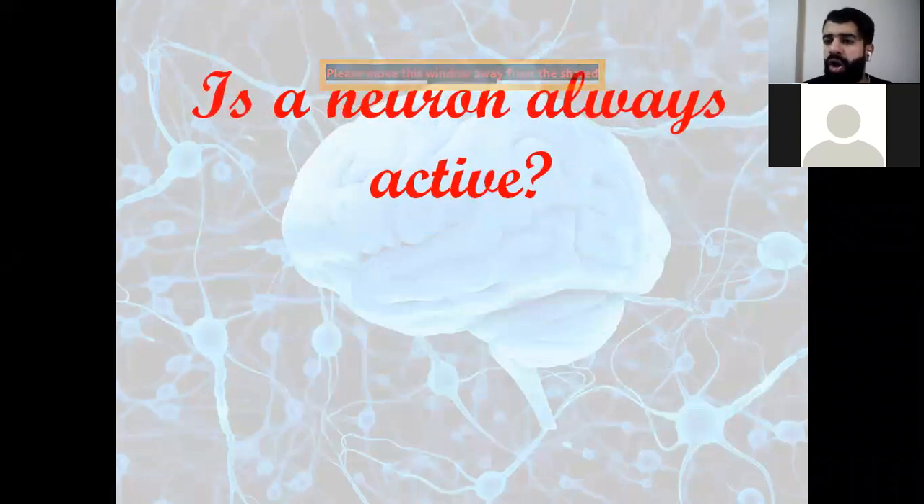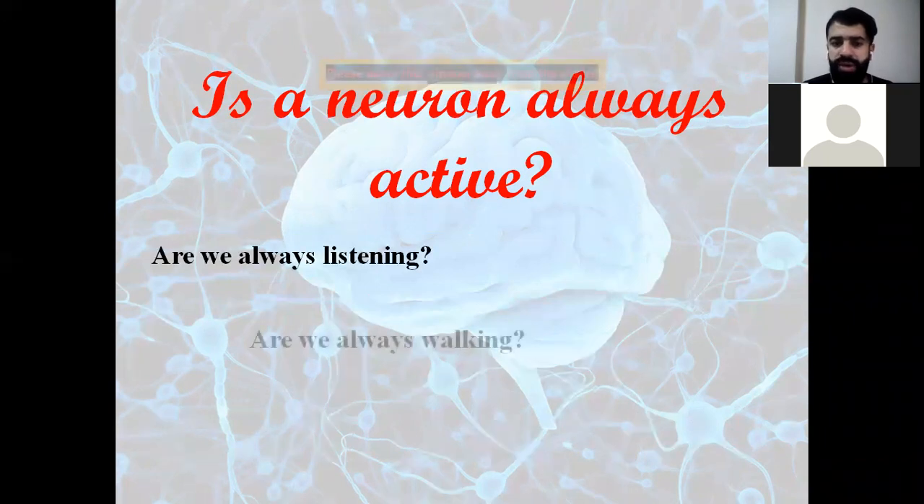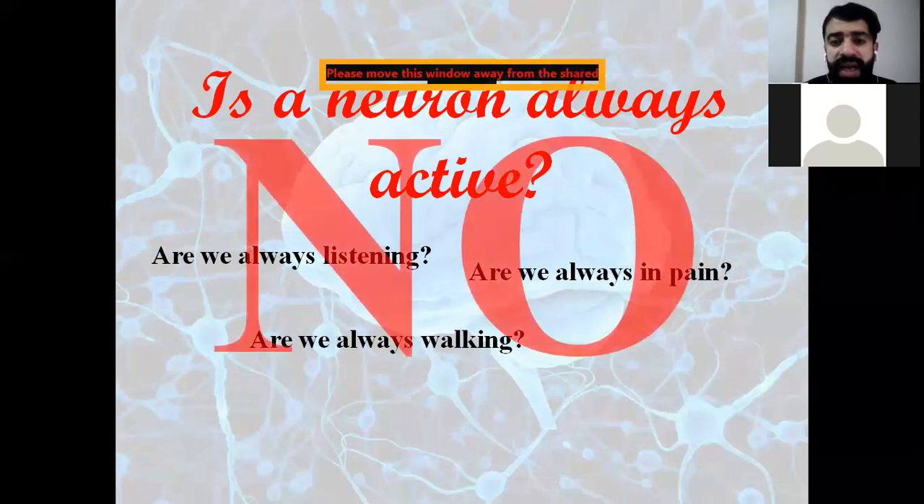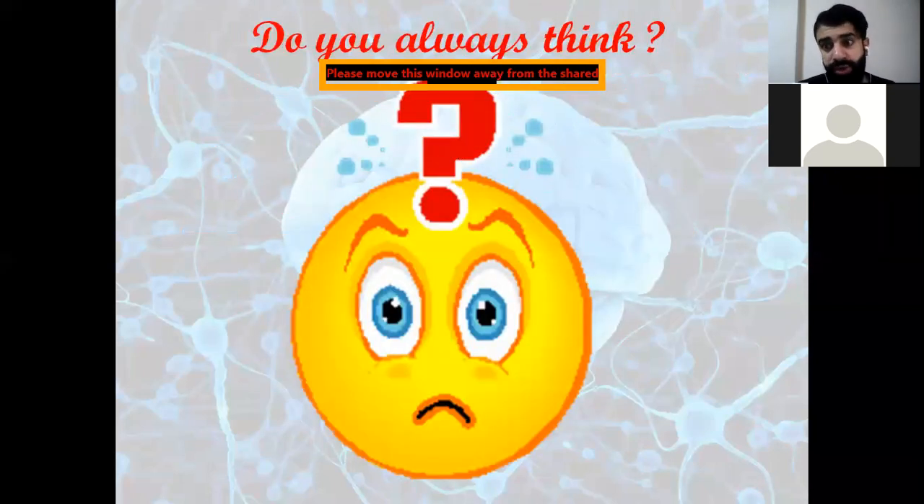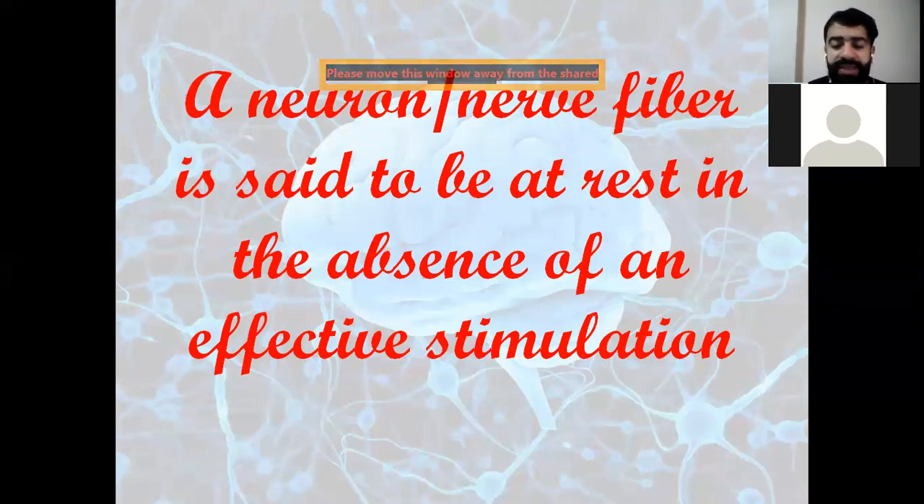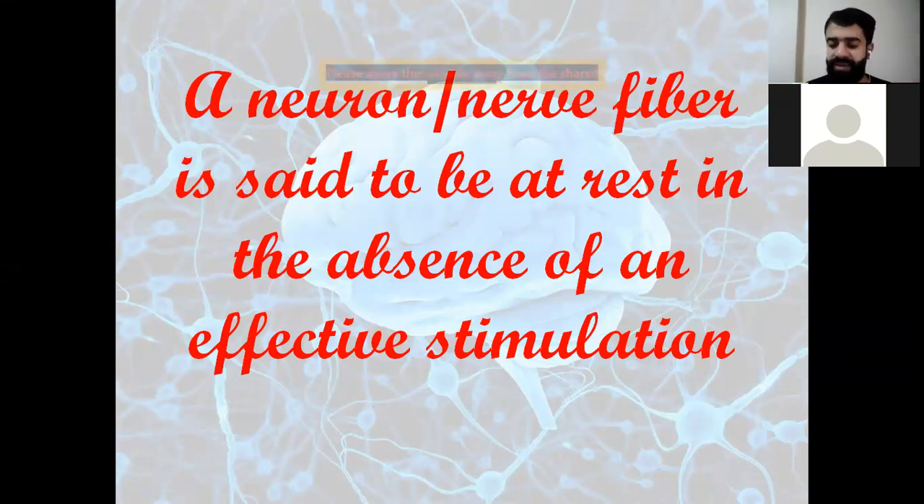Is a neuron always active? Are you always listening? I don't think so. Are we always walking? No. Are we always in pain? Sure, no. So here, is the neuron always active? The answer is no. Do you always think? I don't think so. A neuron or a nerve fiber is said to be active if we have a stimulation. And the neuron or nerve fiber is said to be at rest, meaning without any activity, in the absence of any effective stimulation.